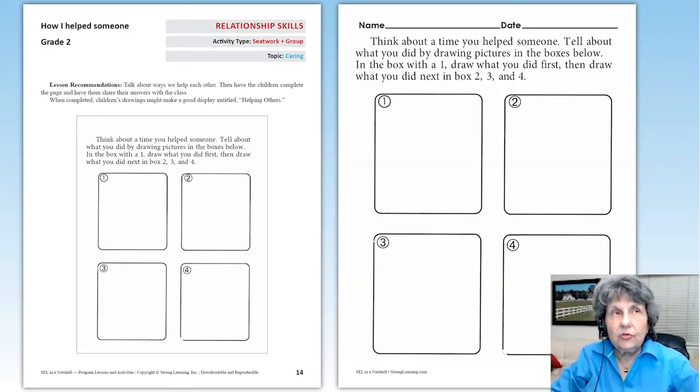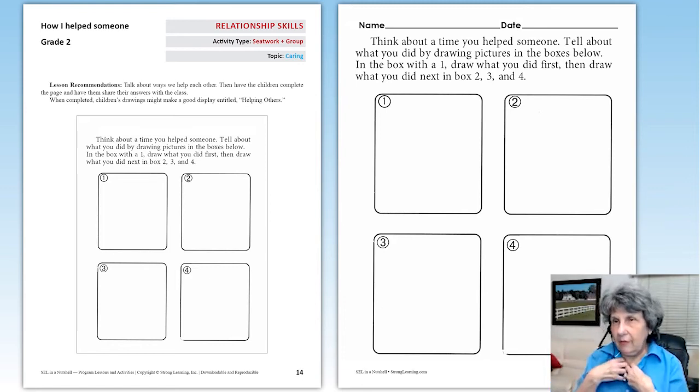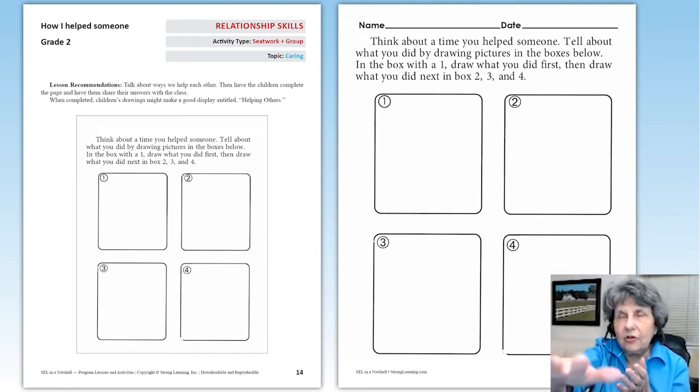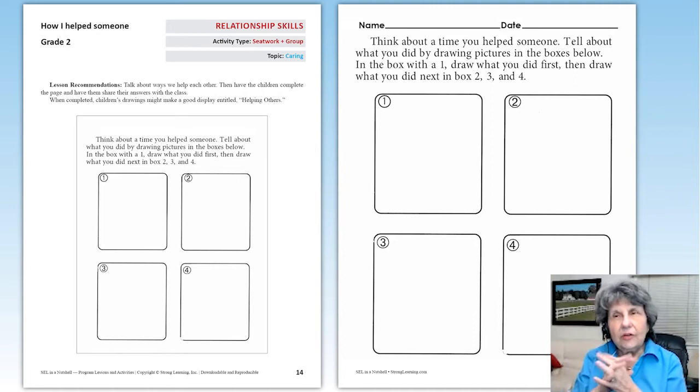Here we have grade 2, how I help someone. Now they're starting to see that they have power to help others. Now you can actually help other people. Now they're drawing like a cartoon. And this is grade 2, 7-year-olds. They love doing this and telling you what they did to help someone.